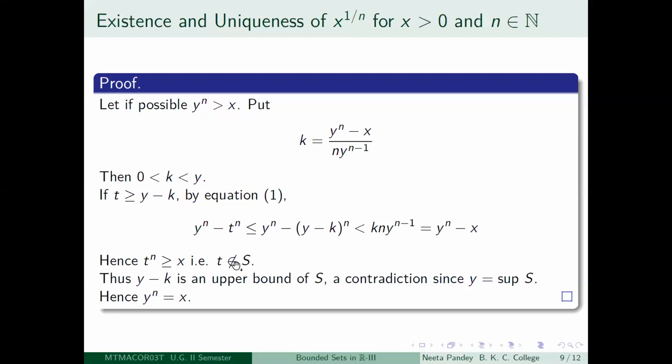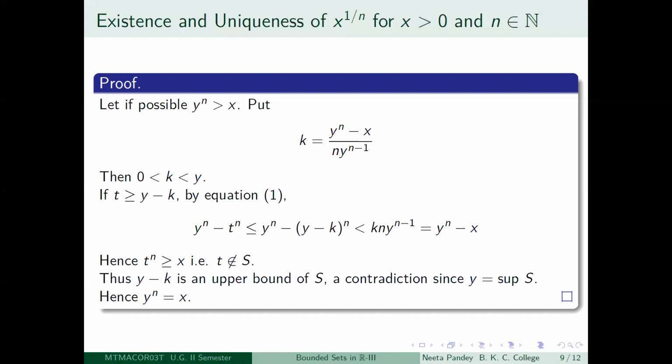Therefore, it is not an element of S. So what have you shown? You have shown that if t were greater than or equal to y minus k, then t would not be in S. So again, the contrapositive statement says that if t belongs to S, then t has to be less than or equal to y minus k. Therefore, y minus k has to be an upper bound of S.